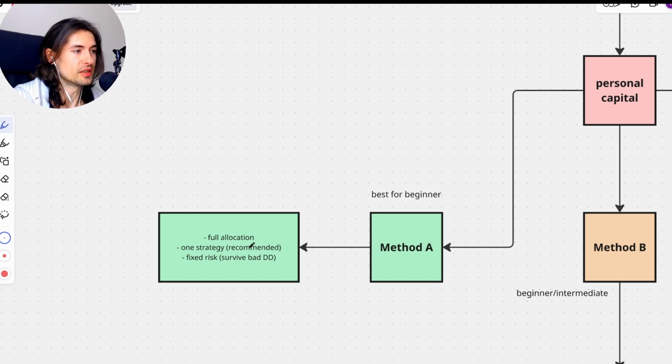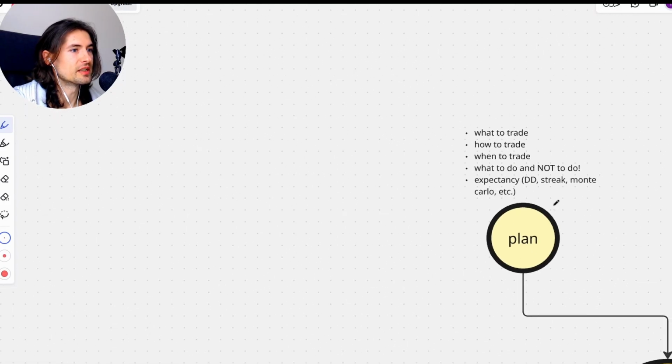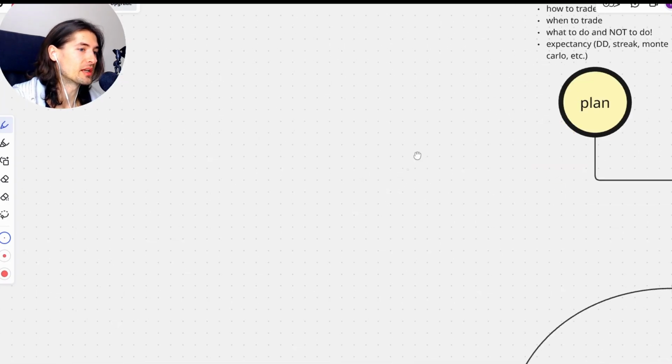And obviously you should have some fixed risk to survive bad drawdown, which I already explained right here, because it's really important to have realistic expectations. Even though your strategy maybe looks really good on paper, you should have a little bit more, I would say, pessimistic approach, because as long as the money is on the table, you're going to behave way differently. Nobody can prove me otherwise.